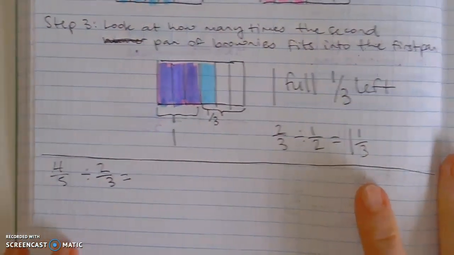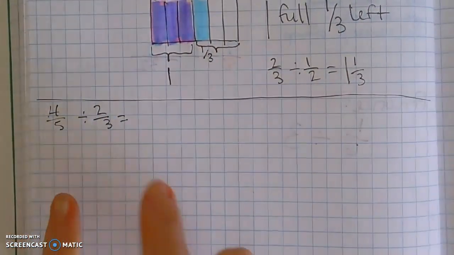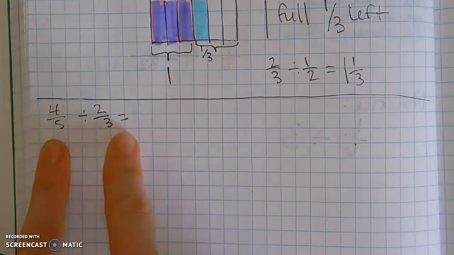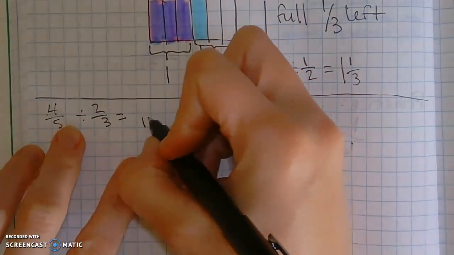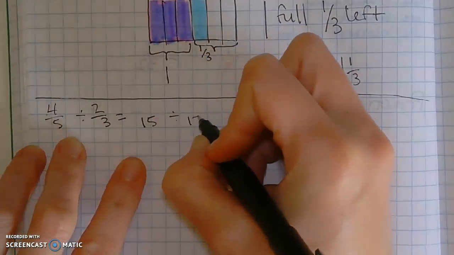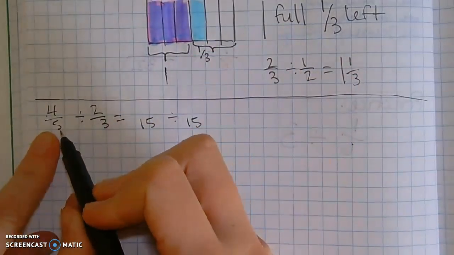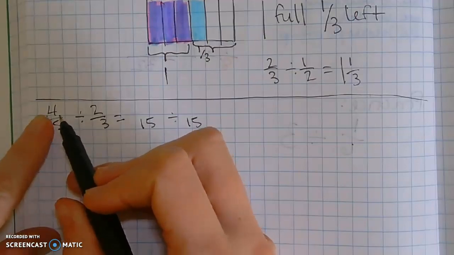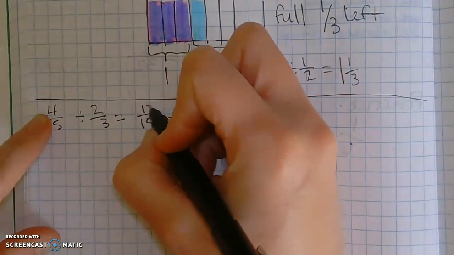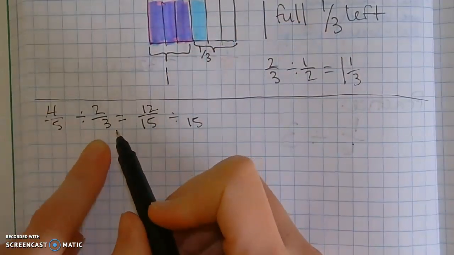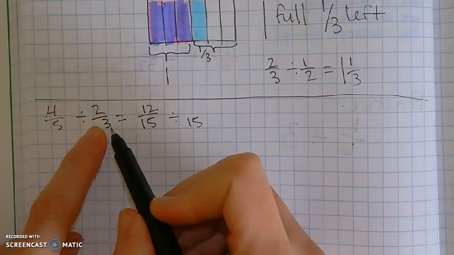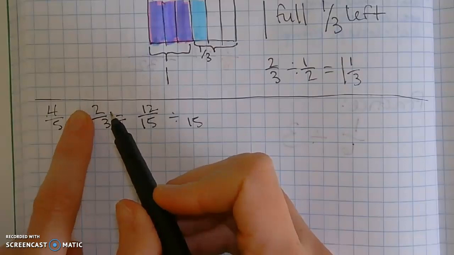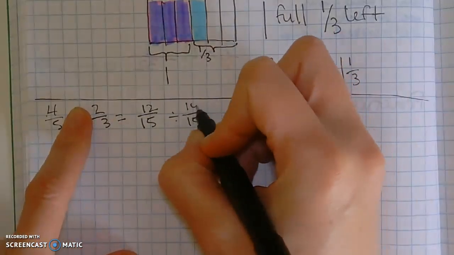Okay. So if I go through this step by step, first thing I need to do is find a common denominator. Well, I know that 5 and 3 both go into 15, so I'm going to turn both of my fractions into 15ths. When I do 5 to get to 15, I have to multiply it by 3. 3 times 4 is 12, so I'm going to have 12 15ths. For 3, I have to multiply it by 5. If I multiply 3 by 5, I have to multiply 2 by 5, and that gets me to 10.